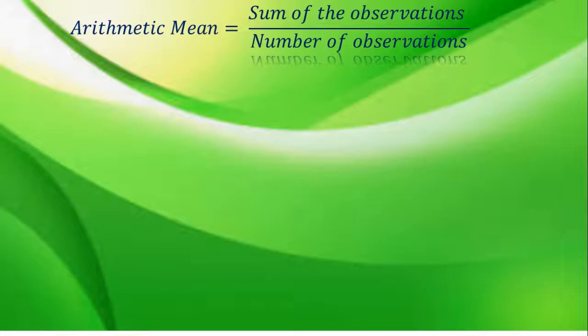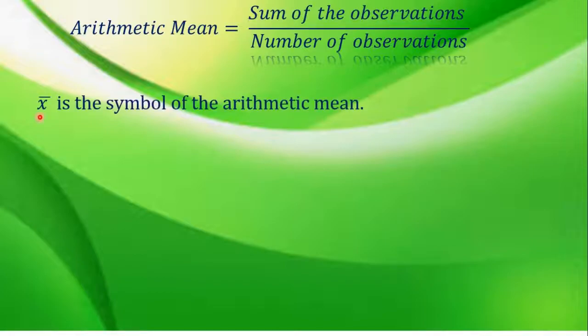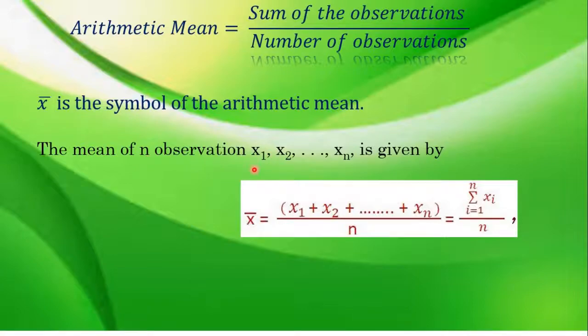Now, we are extending this equation to n observations. X bar is the symbol of arithmetic mean. Consider the observations x1, x2, x3, etc. up to xn. So, we are considering n observations. And we can write the formula for arithmetic mean, x bar, as x1 plus x2 plus x3 plus x4 plus etc. up to xn, the whole divided by n.